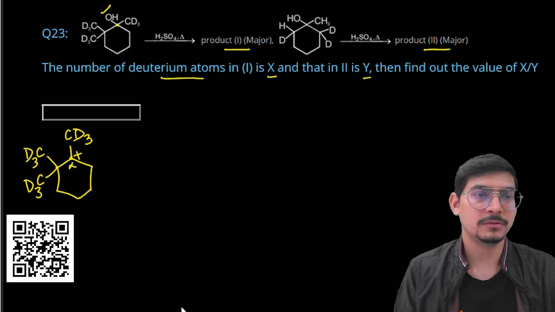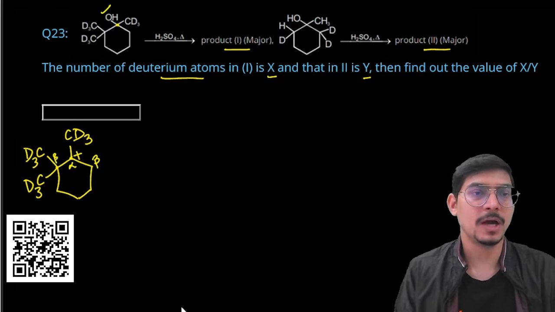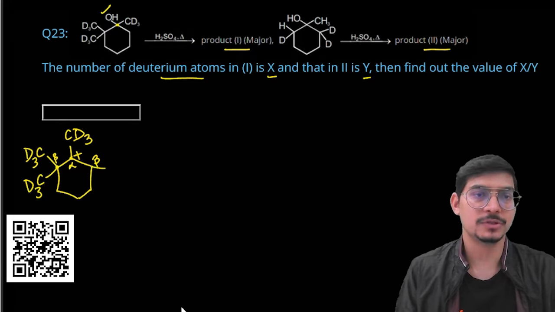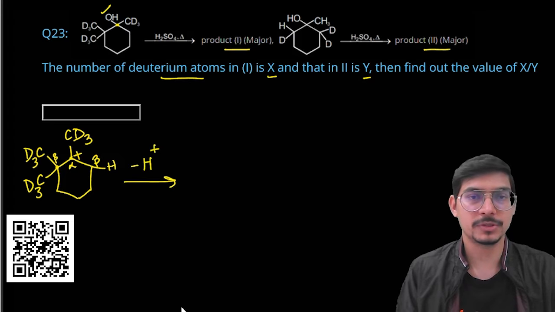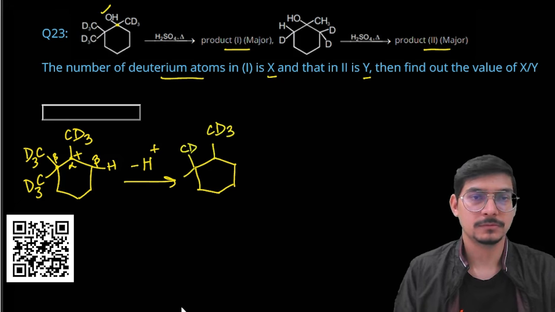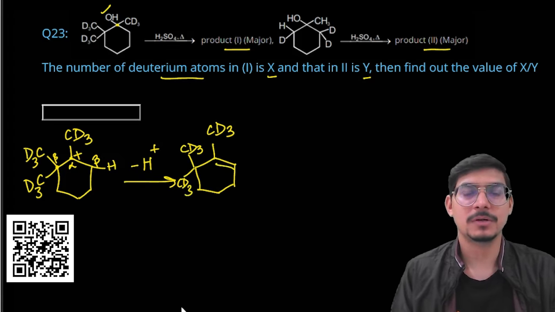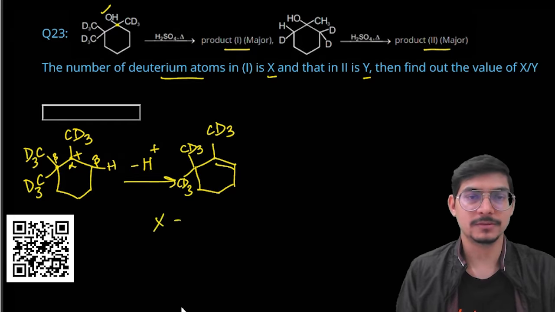This is the alpha position, this is one beta position, and this is another beta position. We can see that there is no hydrogen on the beta carbon to the left of this. So there is one hydrogen here that we can remove. So this reaction is now followed by deprotonation, and the product of the first elimination reaction is this. So the question is, what is the number of deuterium atoms in 1? We can clearly see there are 9 deuterium atoms, so X is equal to 9.